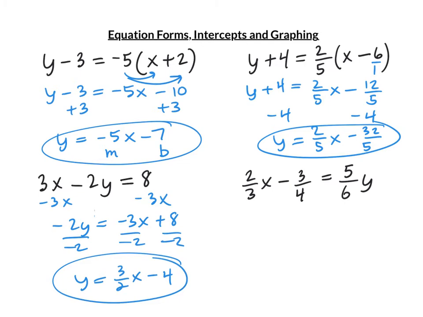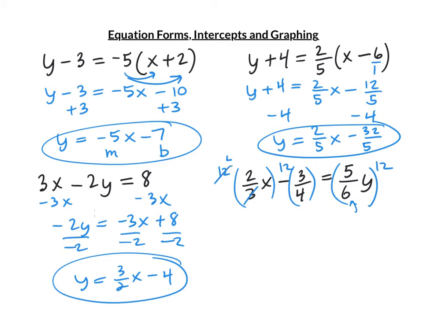Now this one's going to be interesting. To make this easier, I would get rid of fractions right off. I'm looking for the least common multiple of 3, 4, and 6. Again, take your largest number, take multiples of it, 6, 12, 18, and they all divide into 12. So I'm going to multiply everything by 12.